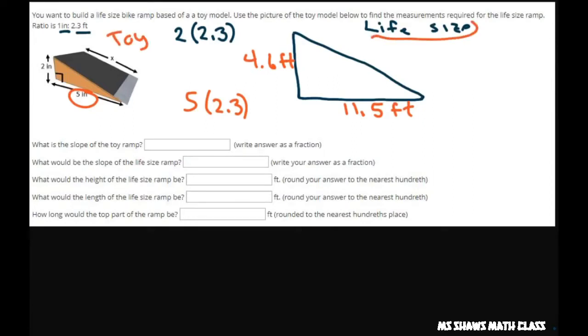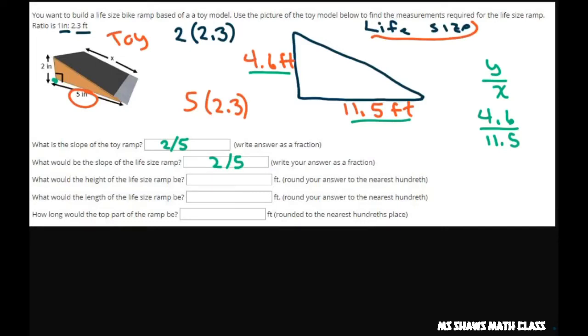All right, what's the slope of the toy ramp? Well, the slope of the toy ramp is just going to be your y over x, especially if we start at 0 here. So it's just going to be 2 divided by 5. And we're going to write it as a fraction like that. Do the same thing for this one. You just do 4.6 divided by 11.5, and you're going to get the same answer, 2 over 5. The slope isn't going to change because we just expanded it. So it has the same proportion.